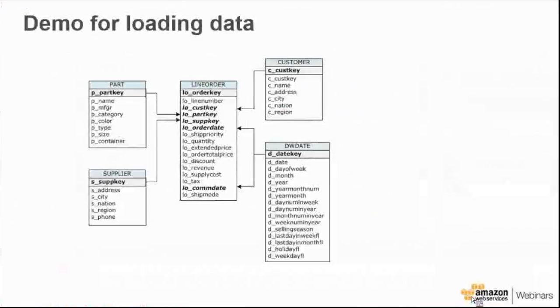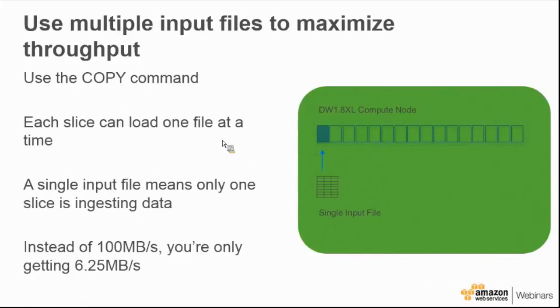So far what we have done is we have loaded the part table, the supply table, the customer table and the date table, and the line order table is currently being loaded. So what's the advantage of using multiple files with Redshift? Remember that Redshift loads data into the compute nodes all in parallel. If you have an 8XL node, you have 16 cores or 16 slices as we call them. So each slice or core can go fetch a file from S3 and start loading it in parallel.